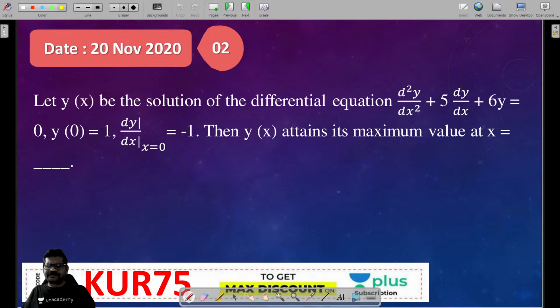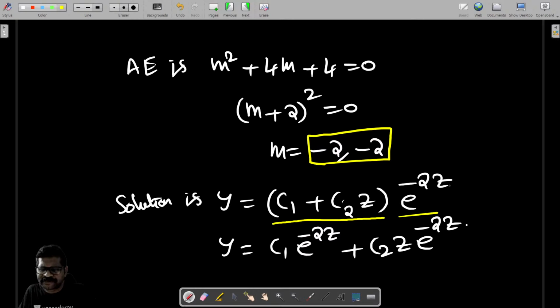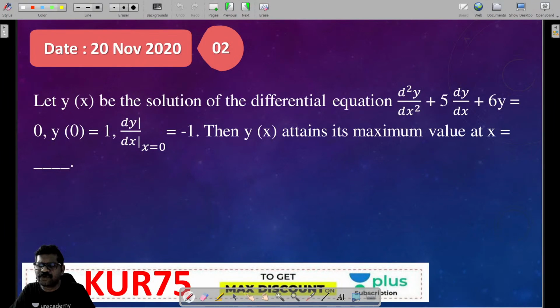Next problem. How to find the CF? Complementary function depends on the roots. What are the roots? Roots are real and equal. If roots are real and equal, the corresponding complementary function is c1 plus c2 z e power minus 2z. You have three cases: roots are real and equal, roots are real and distinct, roots are imaginary. This is the real and equal case.